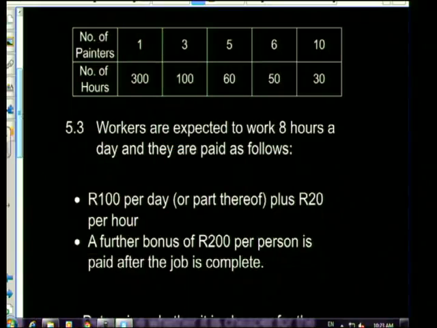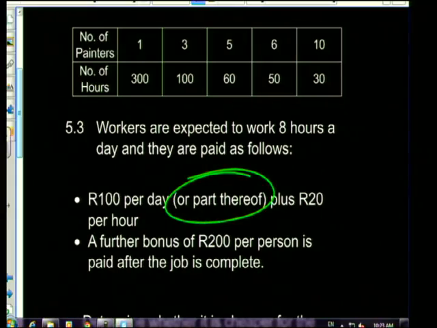Let's have a look here. Workers are expected to work 8 hours a day, and they are paid as follows. 100 Rand a day, or part thereof, plus 20 Rand per hour. A further bonus of 200 Rand per person is paid after the job is complete.